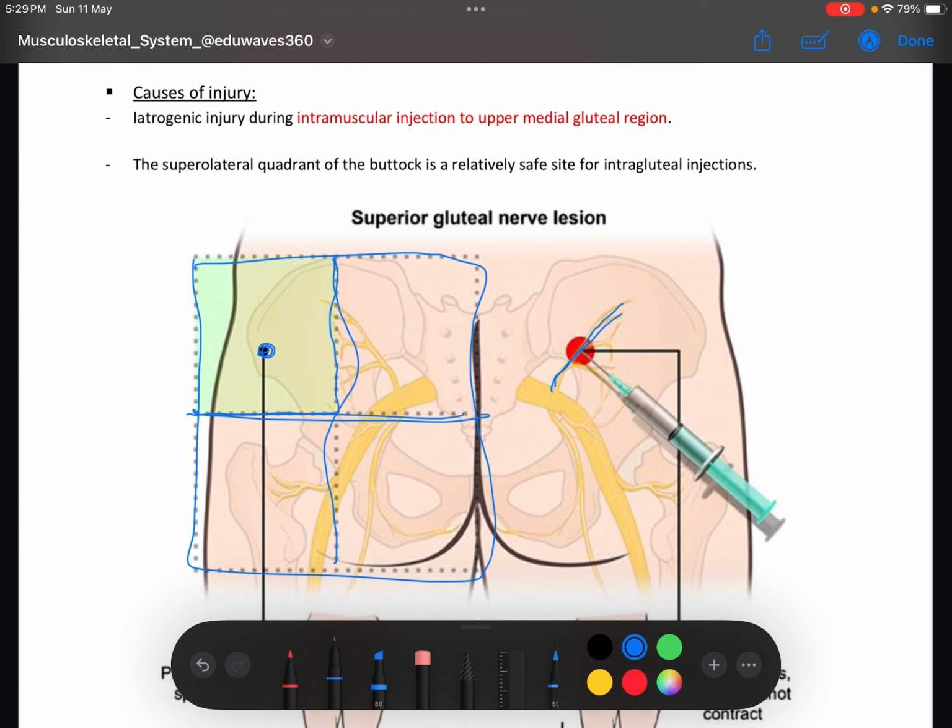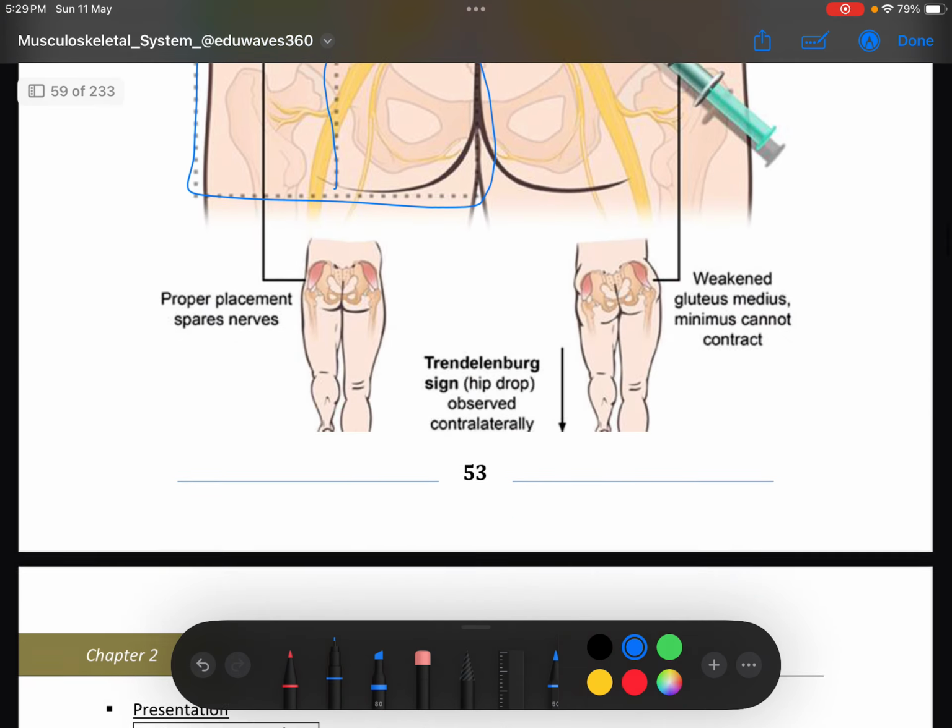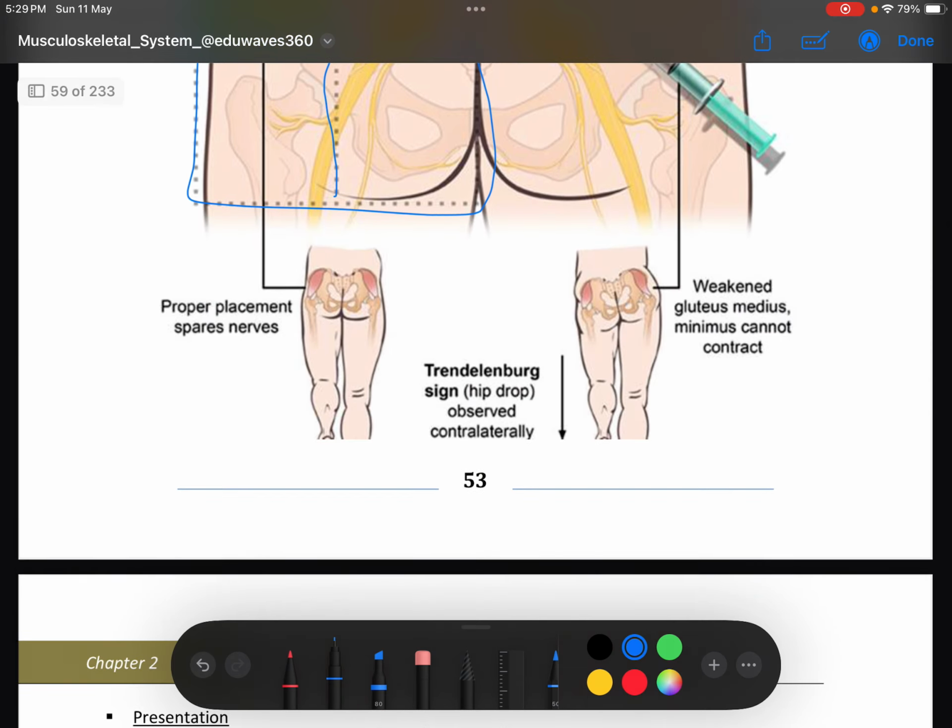in the superior medial quadrant, that patient is very prone to get superior gluteal nerve injury. This injury causes mostly Trendelenburg gait. If you are seeing this image, this is the proper placement of the nerves. Okay, so here if any patient got a Trendelenburg sign, that hip will get dropped and observed contralaterally. We have to observe while walking.